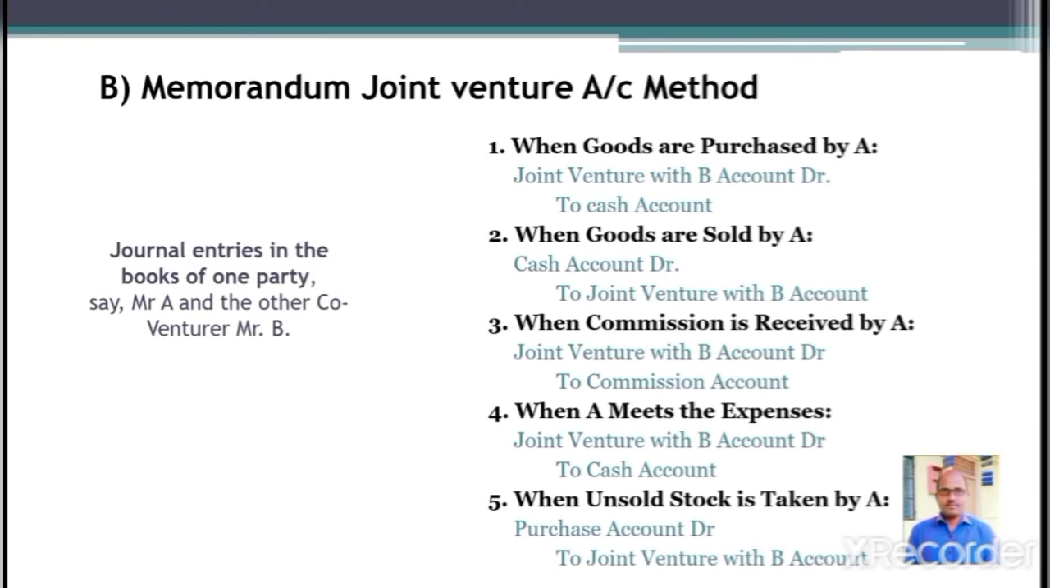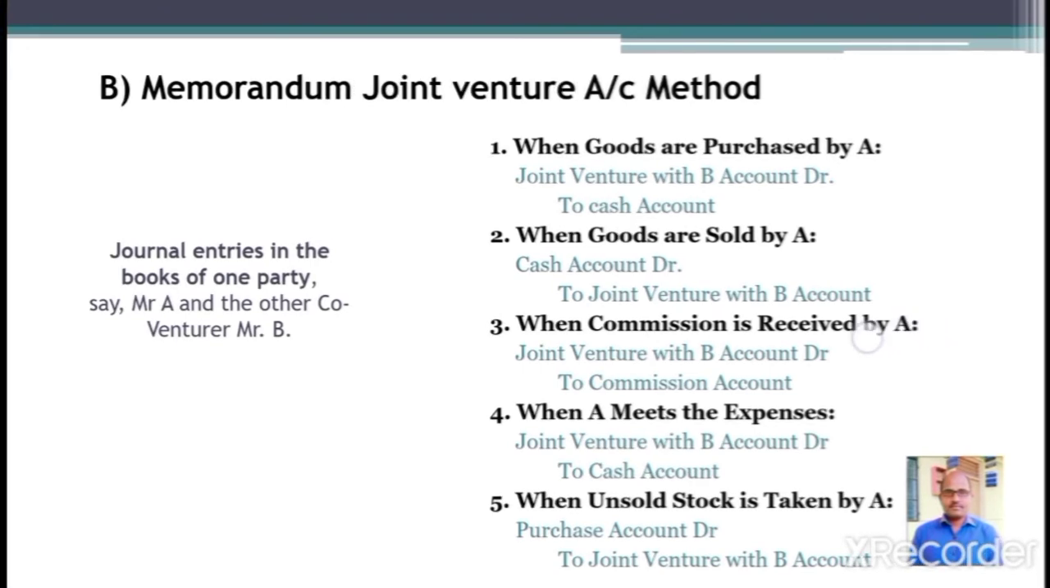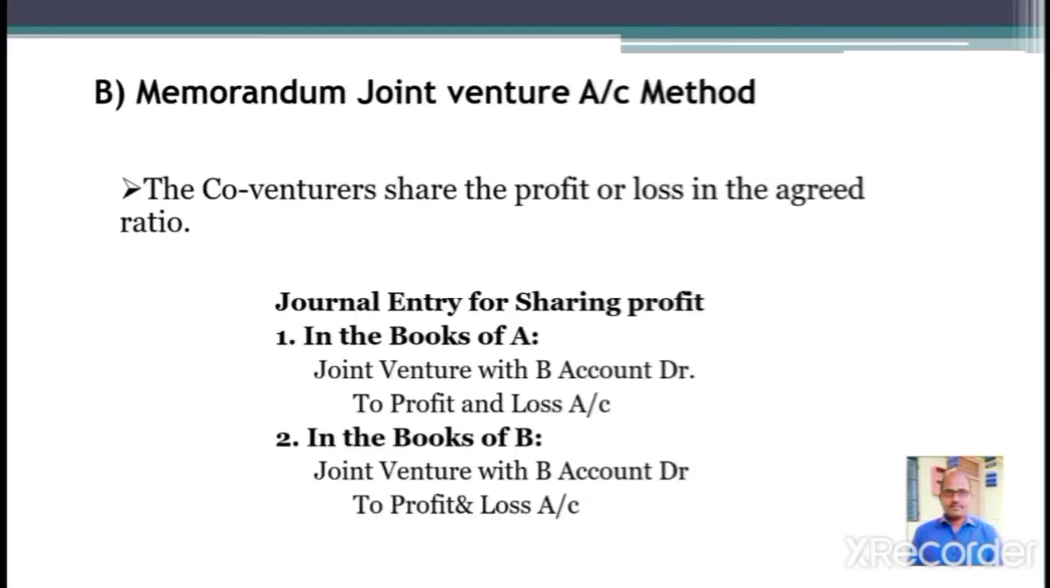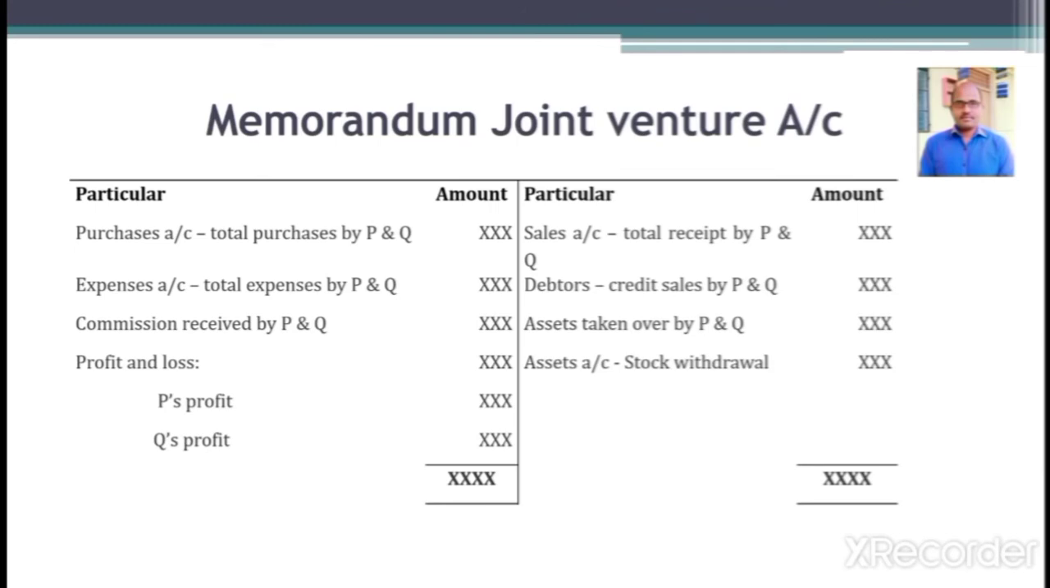account with B account. Next we will see what is the journal entry for sharing profits in the agreed ratio. When co-ventures share the profits in agreed ratio, the journal entry for sharing profit in the books of A is joint venture with B account debtor to profit and loss account, whereas in the books of B, joint venture with A account debtor to profit and loss account. So this is the simple format of memorandum joint venture account.